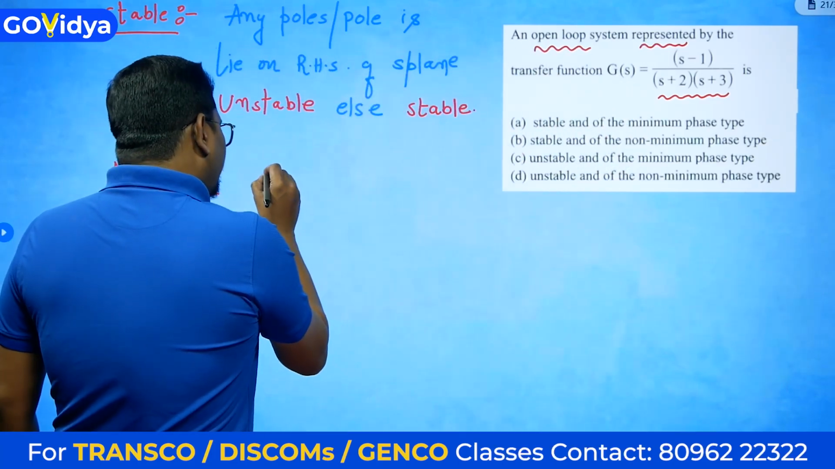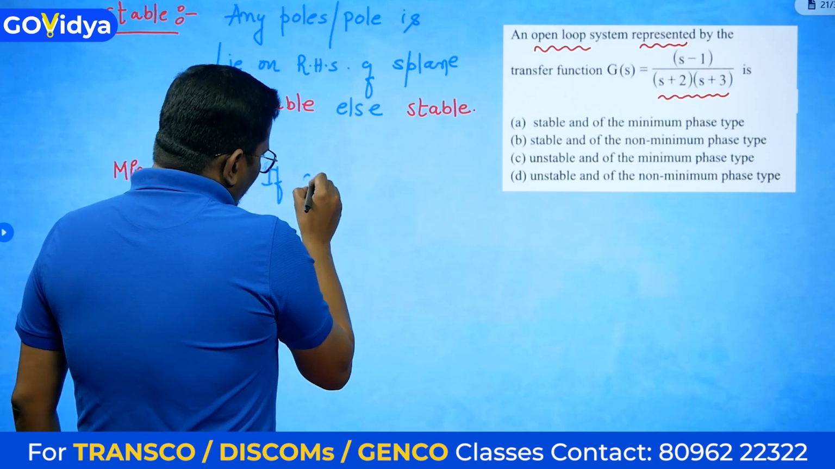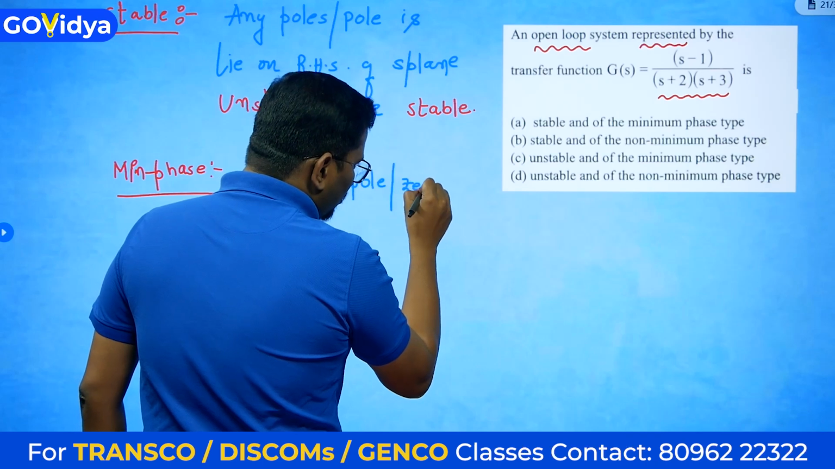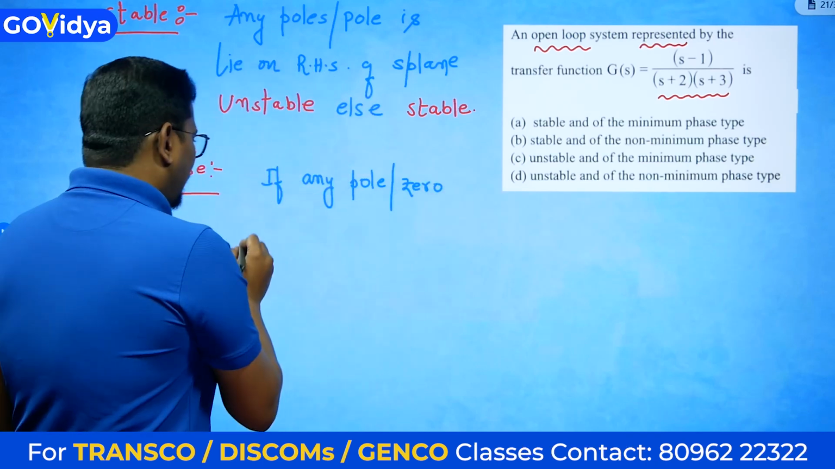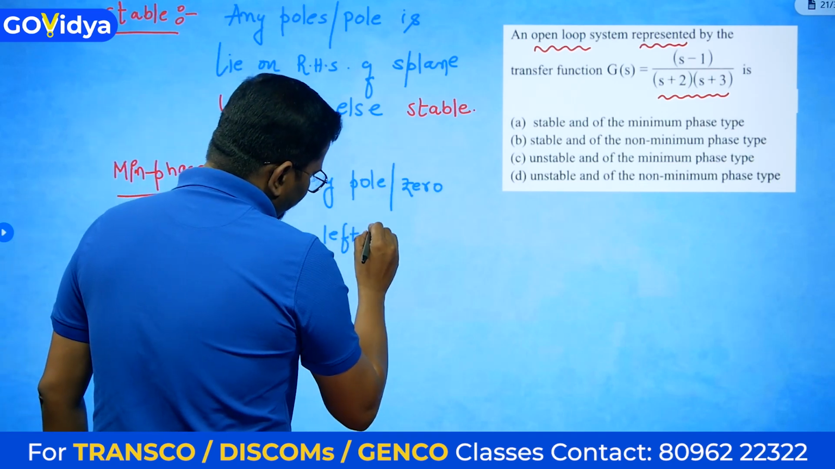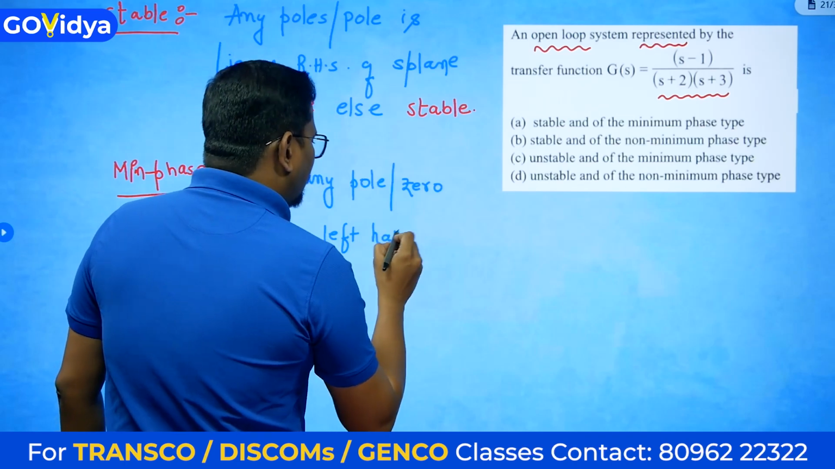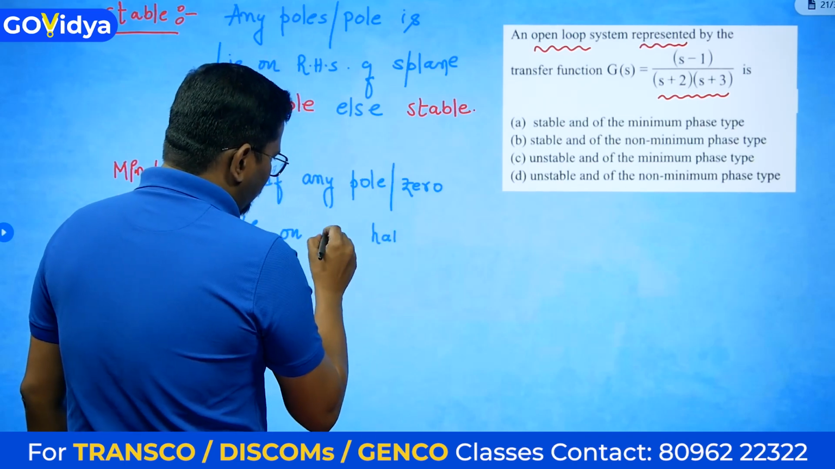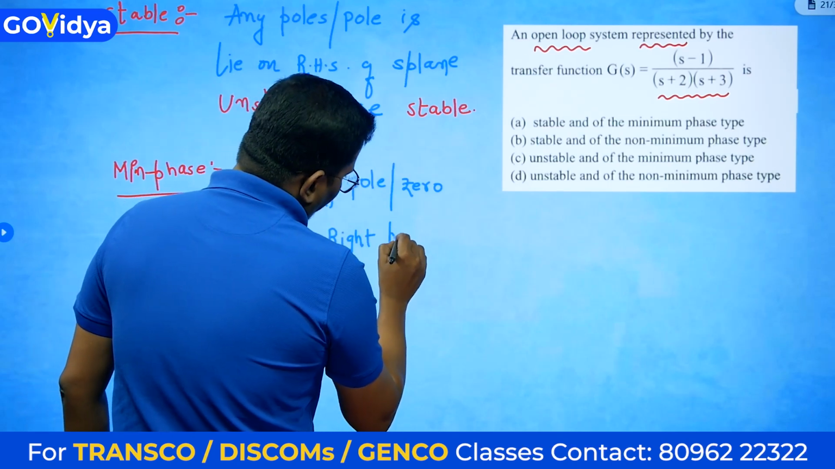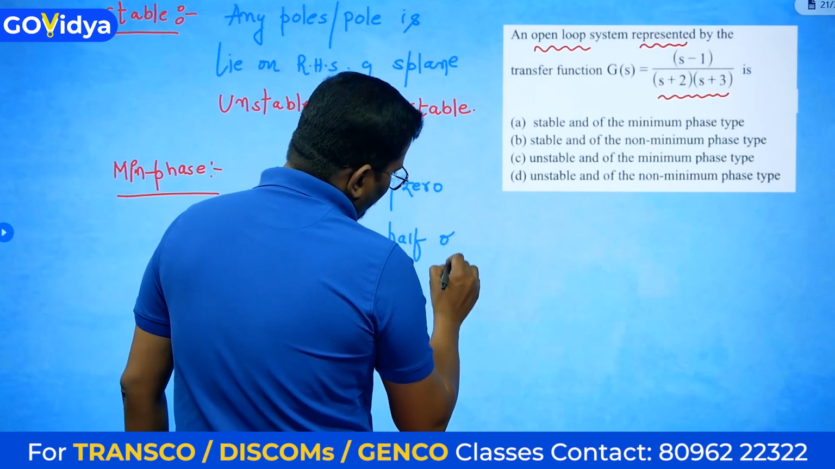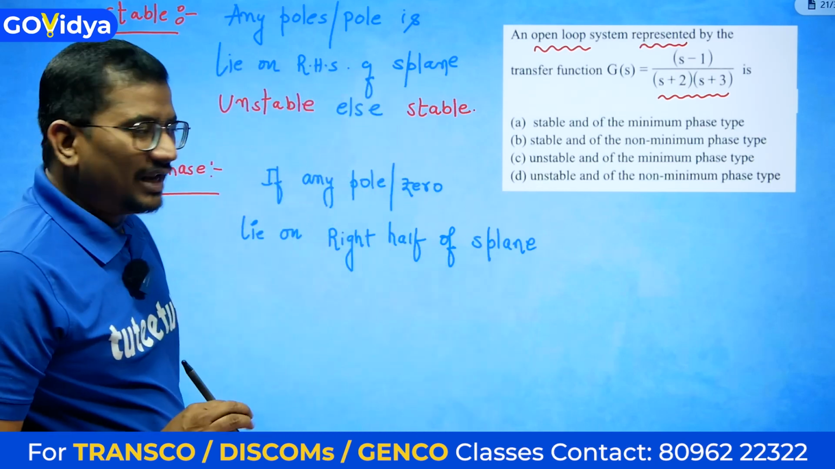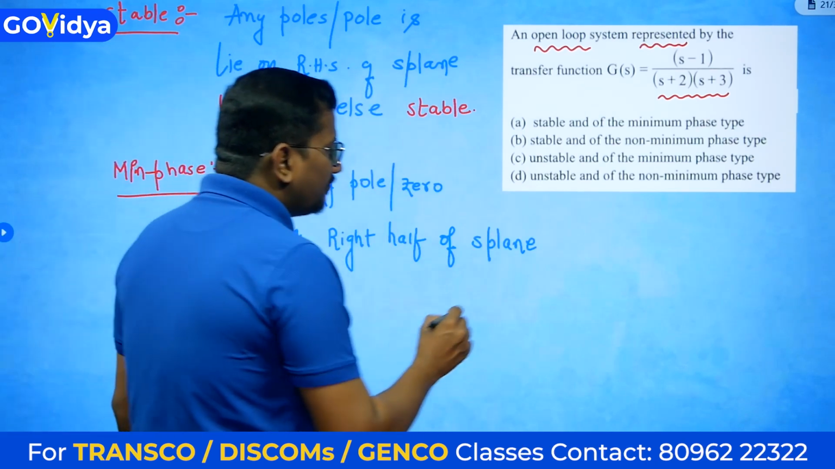You see, if any pole or zero or sometimes both lie on the right half of the S plane, then we will call it a non-minimum phase system.